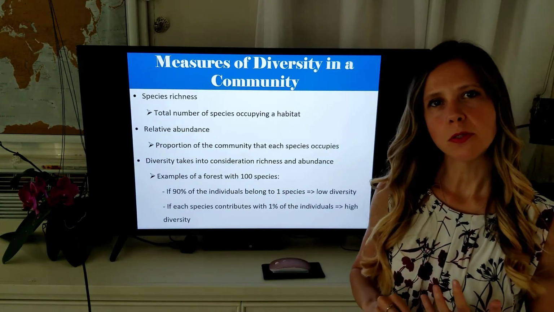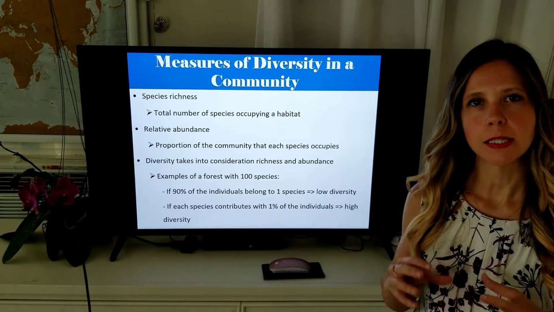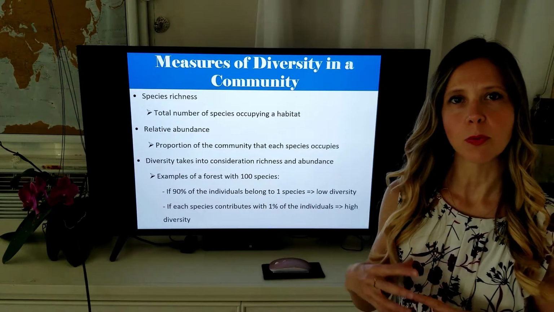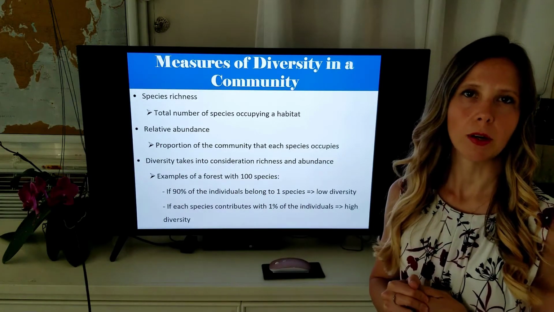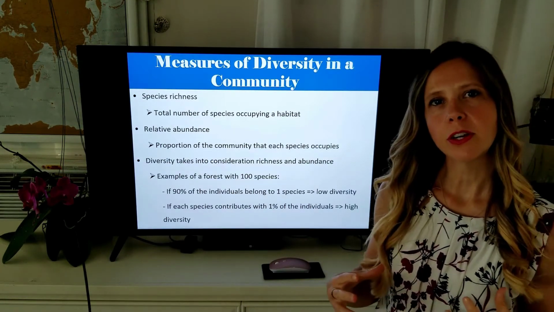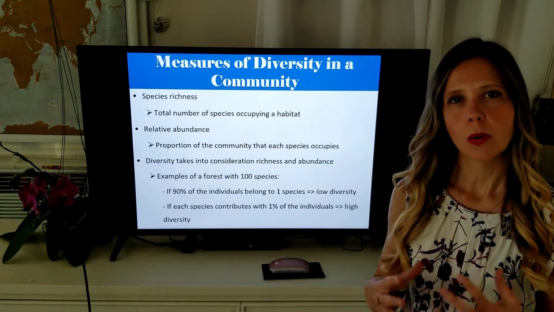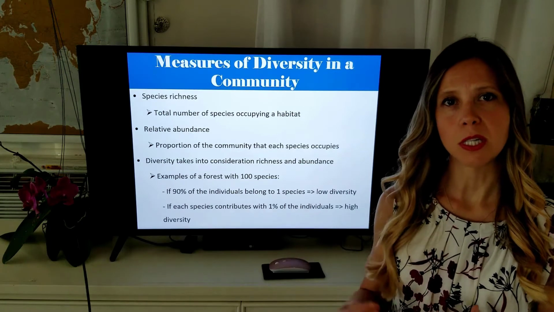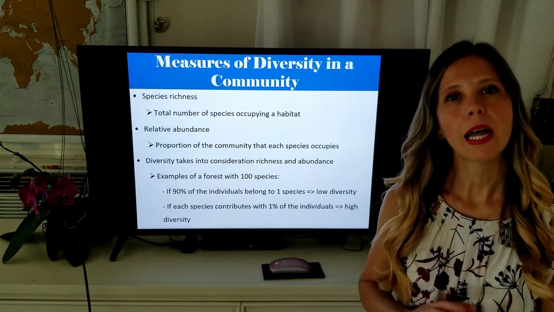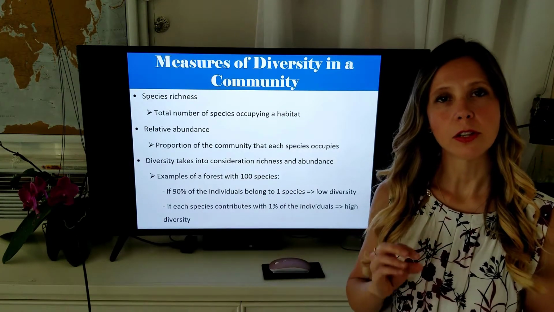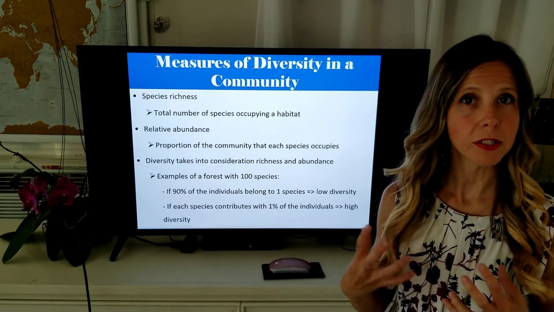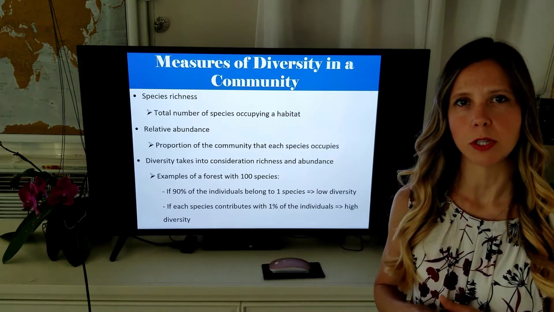So both species richness and relative abundance need to be taken into consideration when determining the diversity of a community. So let's say, for example, we had a community that had 100 species. So 100 species, that is telling us the species richness. But now we also need to take into consideration the relative species abundance if we're going to determine the diversity of the community.